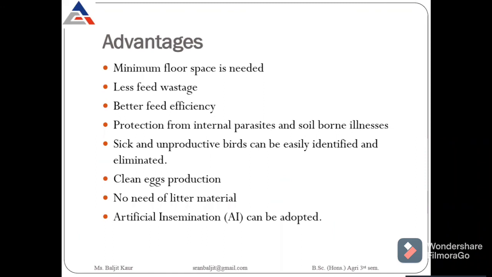So, what are the advantages of the cage system? Minimum floor space is needed. So very little floor space is needed. There is less wastage of feed. There is better feed efficiency, and protection of the birds from internal parasites as well as soil-borne illness. Sick and unproductive birds can be easily identified and eliminated easily. The egg production is clean, there is no need of litter material, and artificial insemination can be adopted easily in this case.